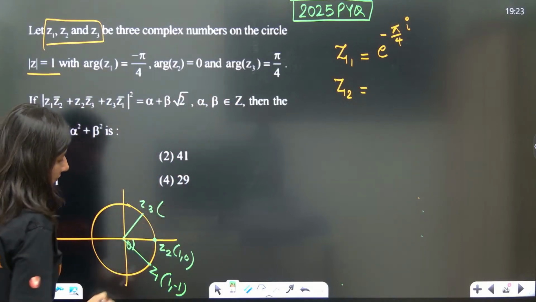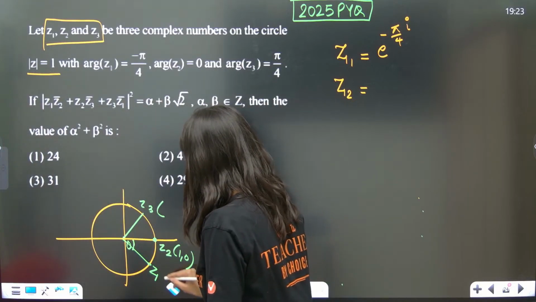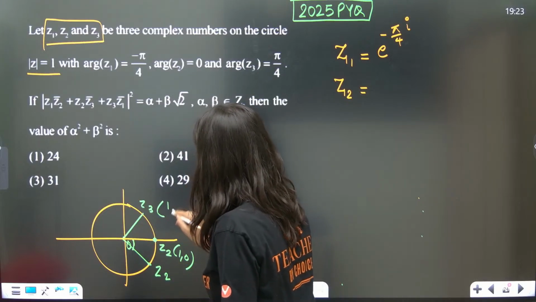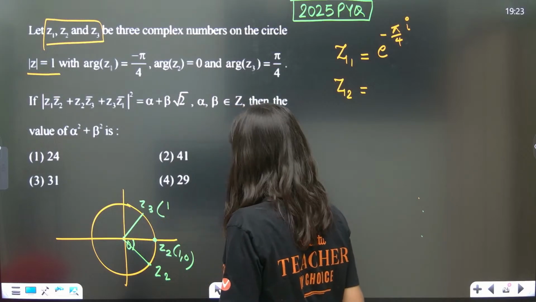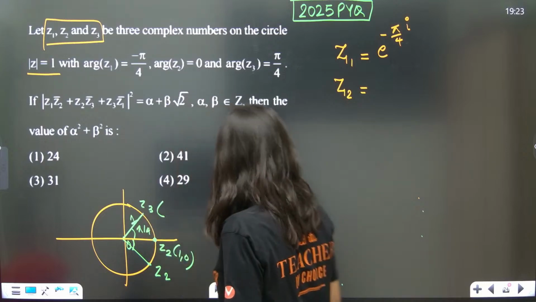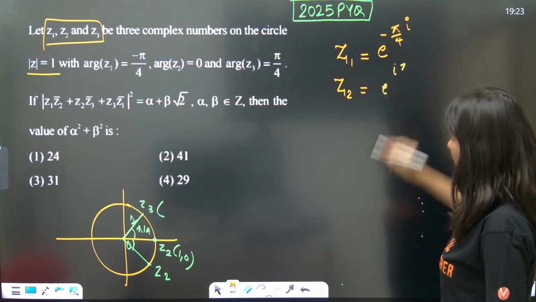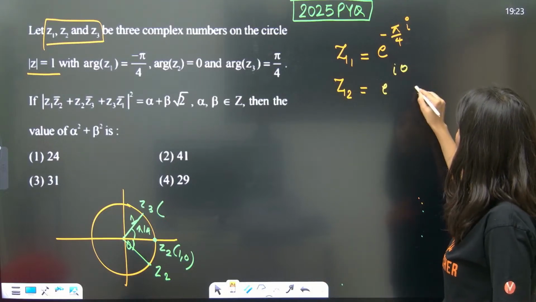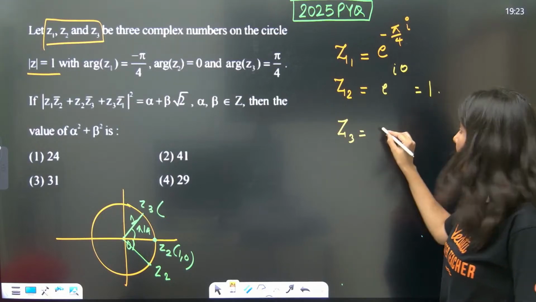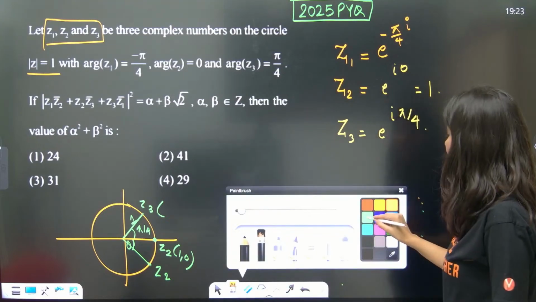So Z3 will be what? Pi by 4 is the argument and 1 is the modulus. Not like that, 1, 0 is fine. Yes, this is Z2, and this is Z3. Z3 is pi by 4 and 1. Now it's better. Z2 is e power iota 0, so that is just 1. Z3 will be e power iota pi by 4. Correct? Now start putting the values.